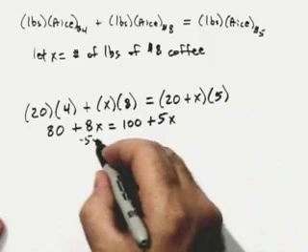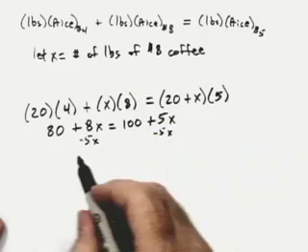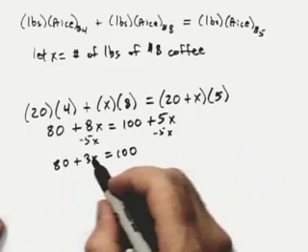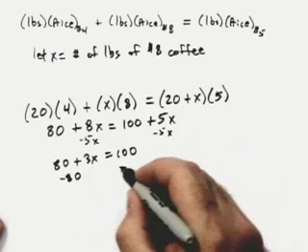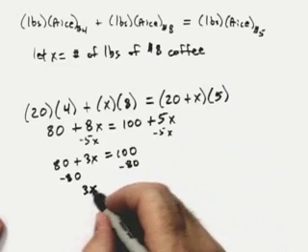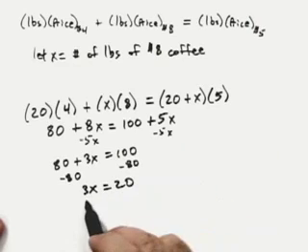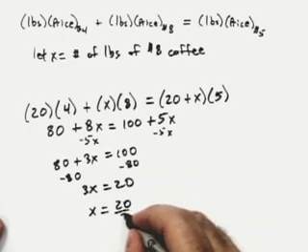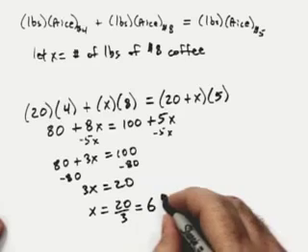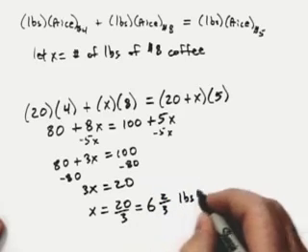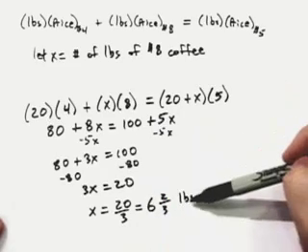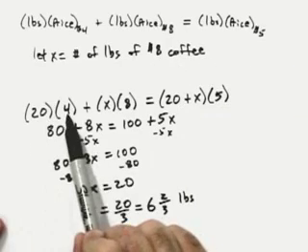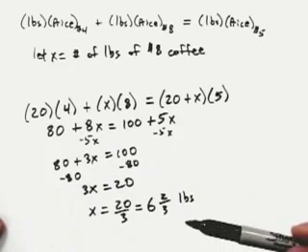So we'll go ahead and subtract 5x from both sides. So it'll give us 80 plus 3x is equal to 100. We'll subtract 80 from both sides. So we'll have 3x is equal to 20. Our last step will be to divide both sides by 3. We'll get x is equal to 20/3, or as a mixed number, we'd write 6 2/3 pounds. So we need to add 6 2/3 pounds of the $8 per pound coffee to the original 20 pounds of the $4 per pound coffee to make our mixture.